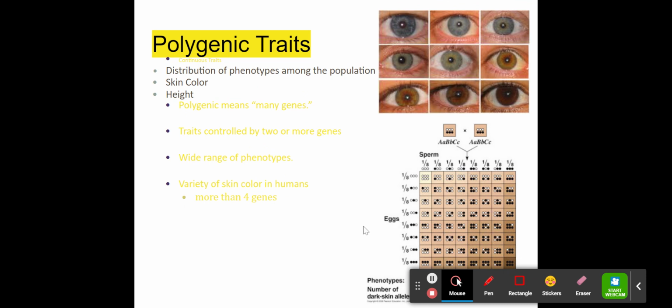So again, skin color, and eye color is another example. Eye color is actually controlled by 16 different genes, which is why you have such a broad spectrum of eyes. And it's also why you can do eye prints or eye patterns, kind of like somebody could take fingerprints. Everybody's eye pattern, their iris, is completely different from everybody else's.